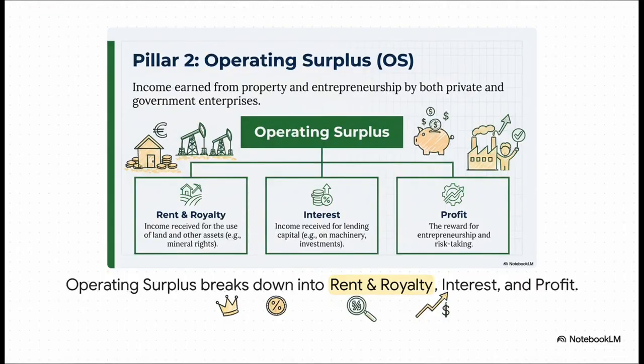And this pillar also has three main parts. You've got rent and royalty. That's income from owning land or maybe the rights to a resource. Then there's interest, which is what you earn from lending money. And finally, you have profit, the reward for actually running a business. This covers everything from the corner store to huge government-owned companies.